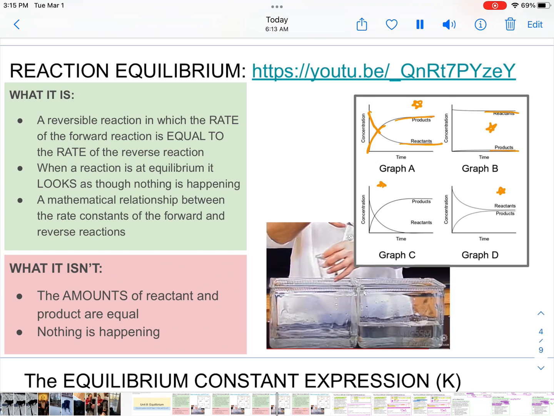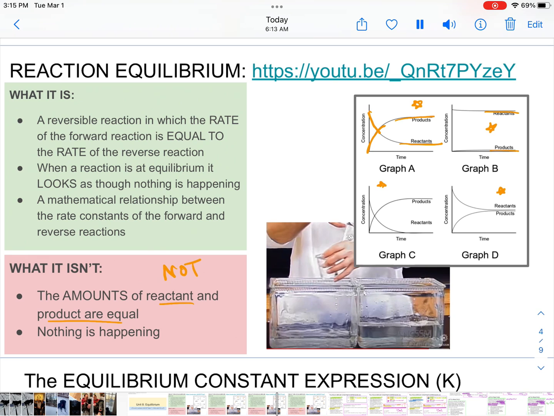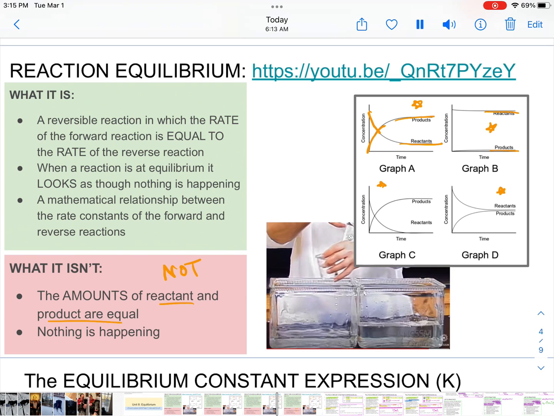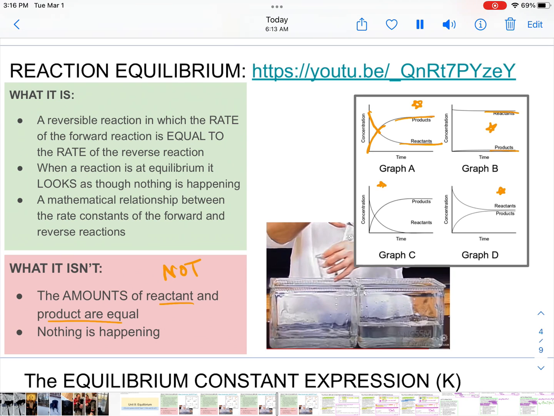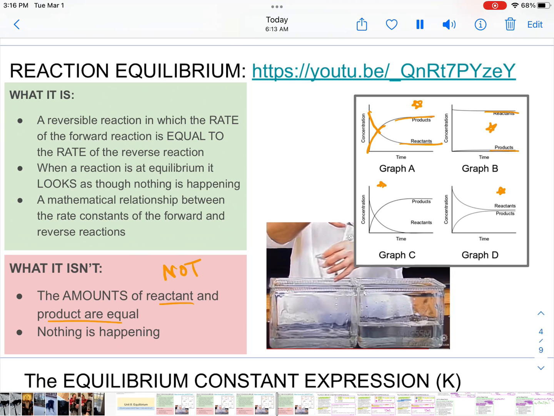What equilibrium is not is that the amounts of the reactants and products are equal. This is really important, because sometimes in definitions people want to think it goes until there are equal amounts of each. But notice in these graphs that really only in one are they even close to equal, so this is definitely not part of the definition. And equilibrium is not that nothing is happening. We call it dynamic equilibrium because it's still a constant reaction. It's just that there is no net change.